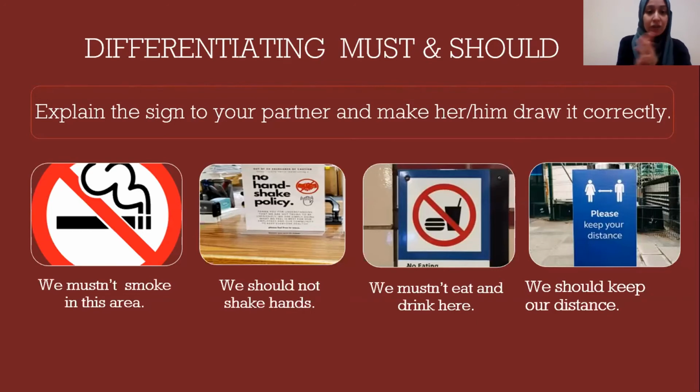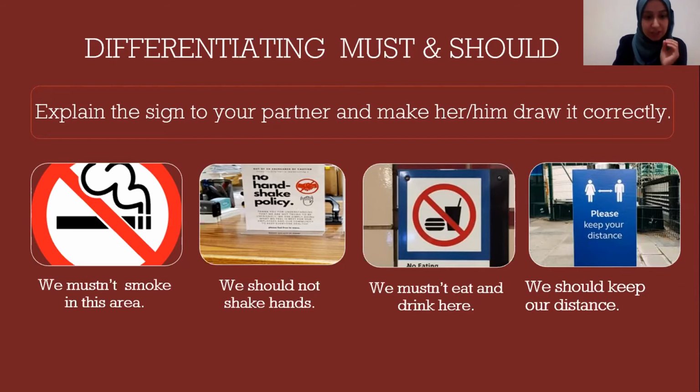Let's consider we have a group of students and the partners will be Mike and Molly. Mike will be explaining these signs to Molly, and Molly will be drawing according to Mike's explanation. Let's imagine this is the first picture that Mike has. By looking at this sign, Mike will explain to Molly, and he probably will be saying, we mustn't smoke, or you mustn't smoke in this area. And Molly will be trying to draw a picture according to Mike's explanation.